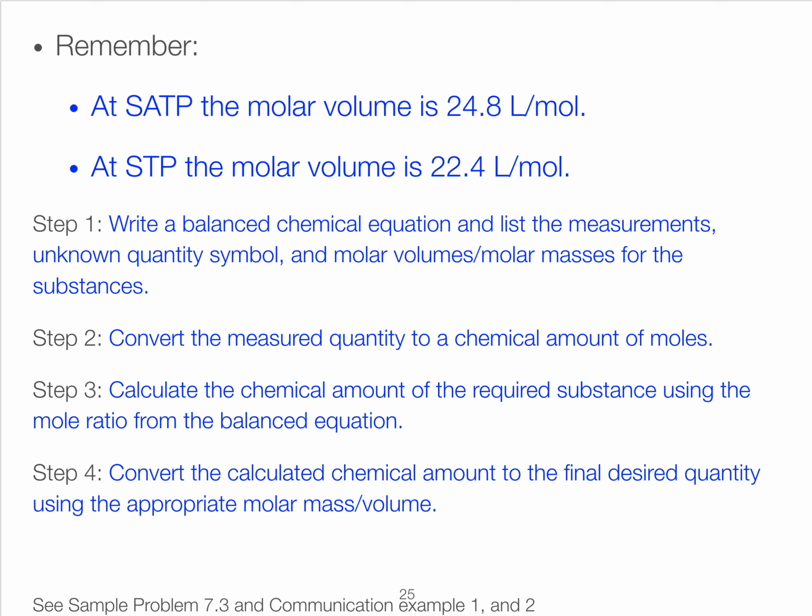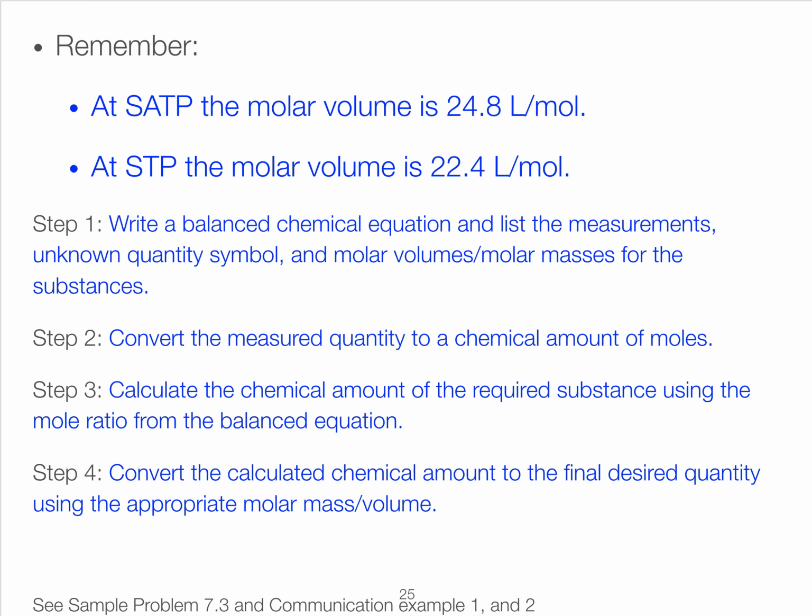So when you're doing these calculations, it's important to remember the molar volumes. We did these in the gas chapter, but I'm going to remind you about them right now. At SATP, the molar volume of any gas is 24.8 liters per mole. At STP, it is 22.4 liters per mole. You should also remember R, our 8.314 kPa·L/(mol·K). And remember, if temperature is involved in these calculations, you have to do it in Kelvin. You cannot do it in Celsius, you cannot do it in Fahrenheit.